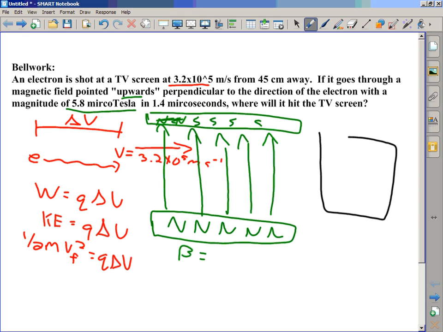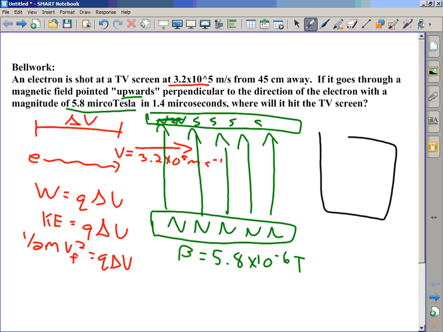What does micro mean? Micro, excuse me, I switched the C and R. It means times 10 to the negative 6, not negative 9, that's nano. Good, times 10 to the negative 6. So 5.8 times 10 to the negative 6. That's good. Okay.